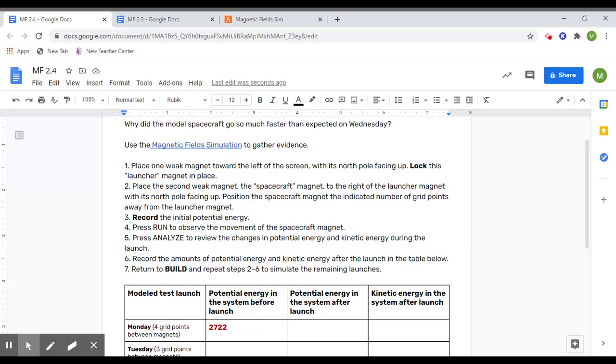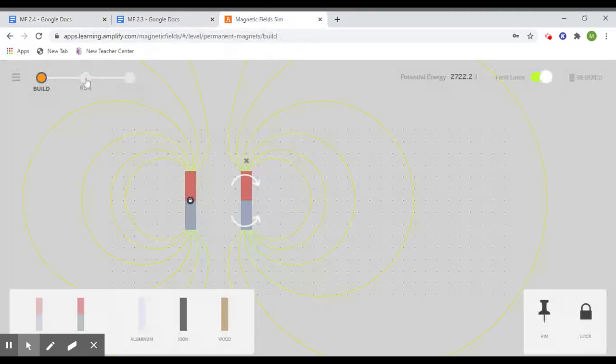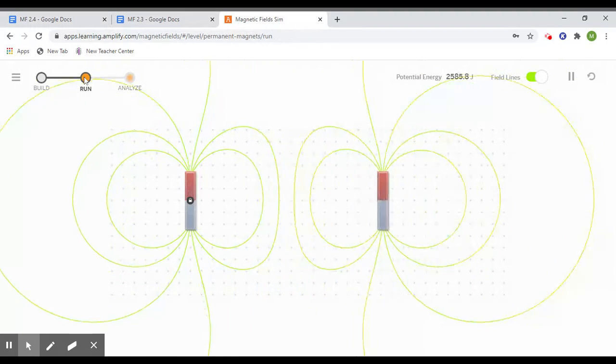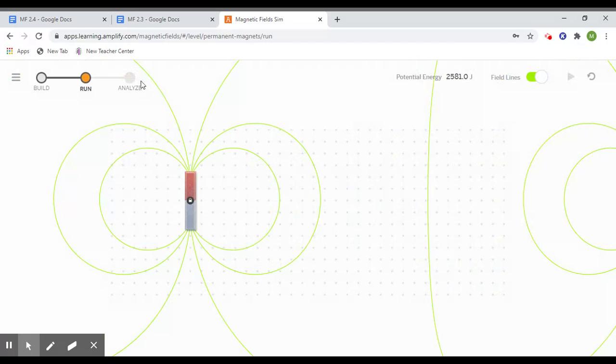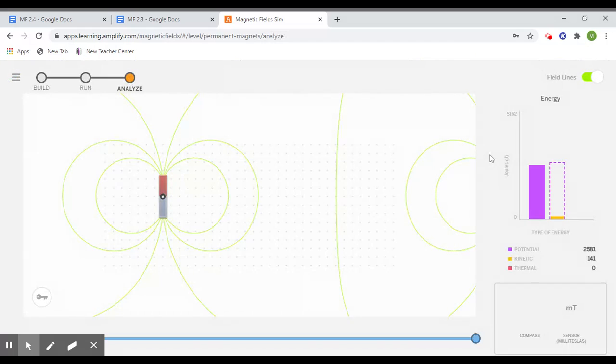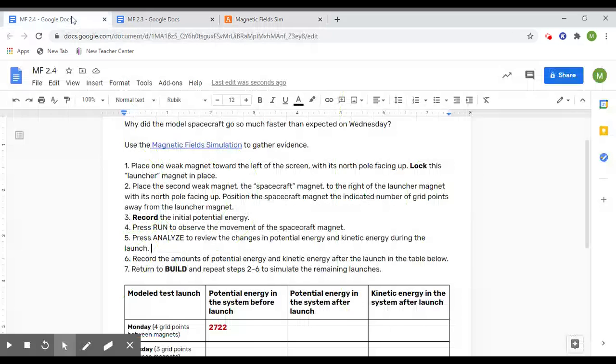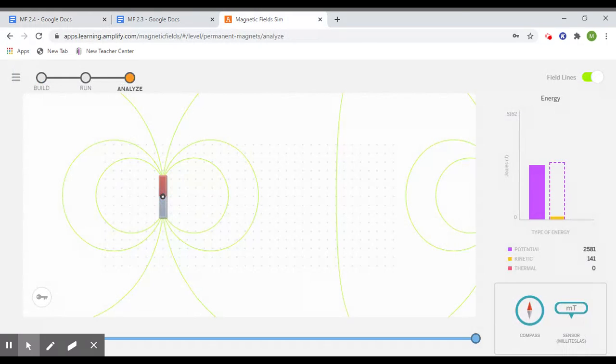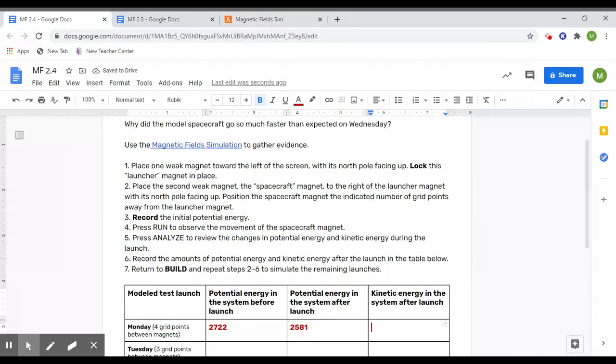Then I will run and observe the movement of the spacecraft magnet and then analyze to review changes in potential and kinetic energy during the launch. Come here, run. Okay, then I will analyze and I will see. I will get my potential energy here, 2,581, and put that here. And my kinetic energy after the launch is 141.